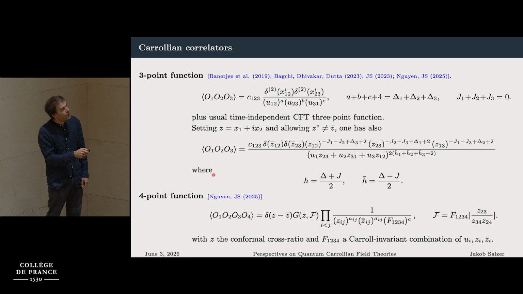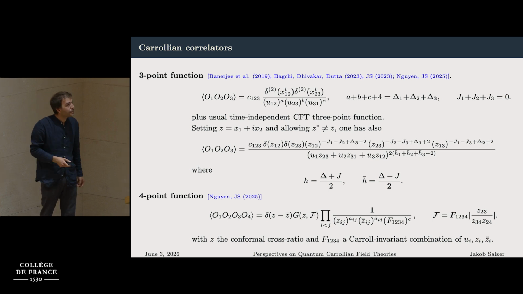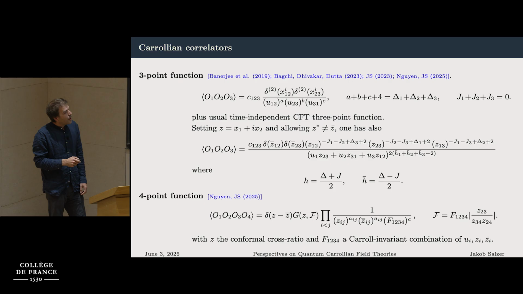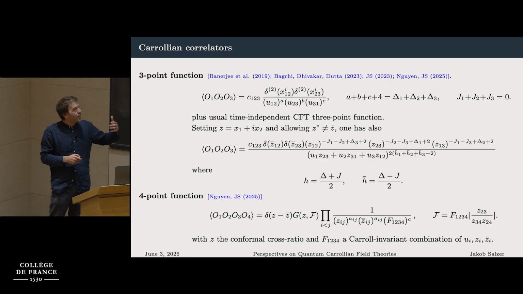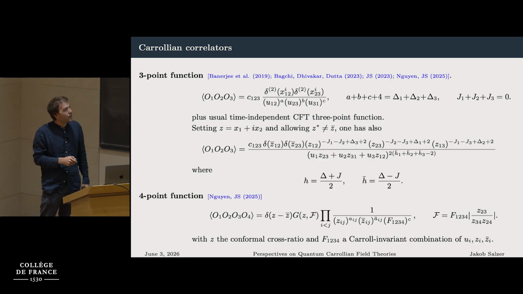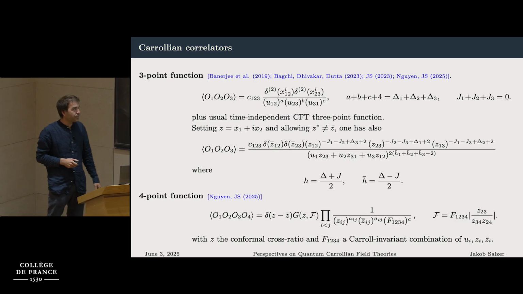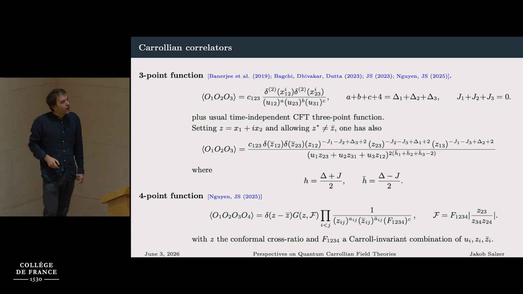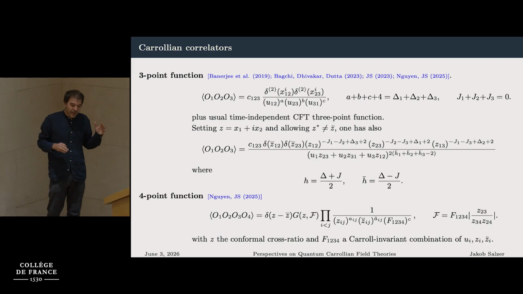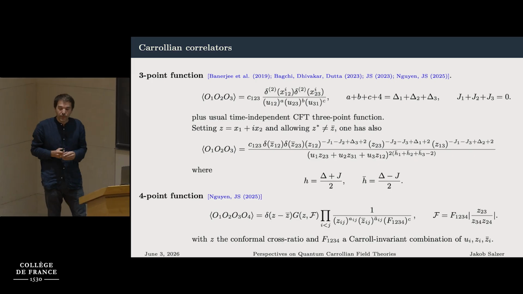Here is the 3-point function. Again, you find that if you want to have something that is time dependent, all of these three operators have to sit on top of each other. You can also always have the time independent solution, which will be just the usual CFT 3-point function, a polynomial in the spatial coordinates. Now, generically, these are the only options you have.